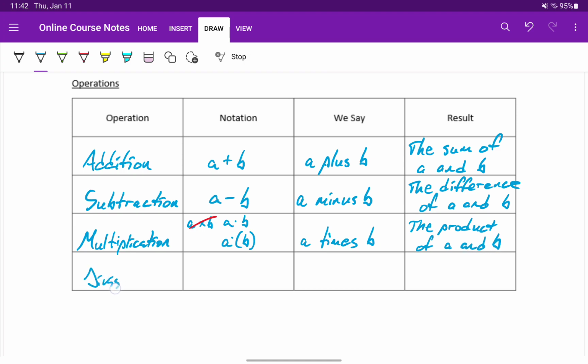For division, we again have a few different ways that we can write this. We could use a with the division symbol and then b. That would be the same thing as writing a slash b or a over b, essentially expressing that as a fraction. In each case, we would read that as a divided by b. And when we evaluate that, we would find the quotient of a and b.